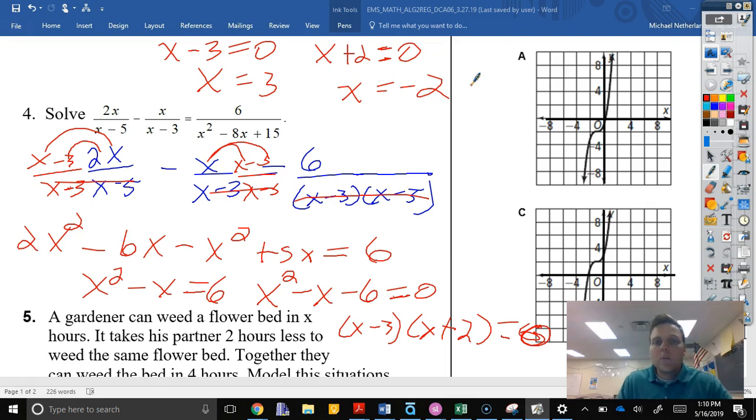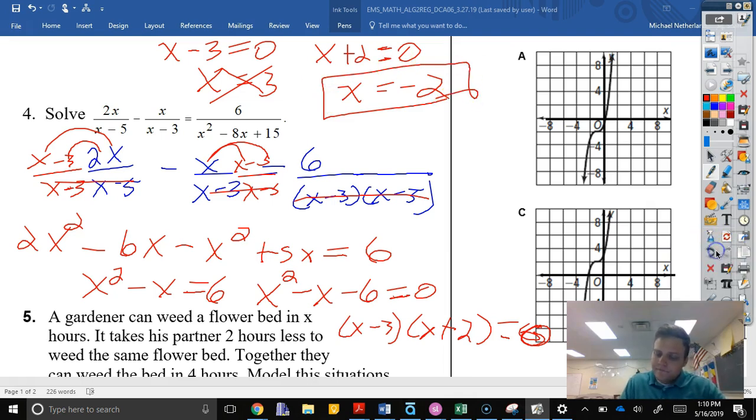So both of these would be my answers, except for the fact, look at this denominator of x minus 3. Okay? This denominator of x minus 3 means that if x was 3, 3 minus 3 would be 0, which I can't have. I can't divide by 0. So that is not helpful. This is my only answer.